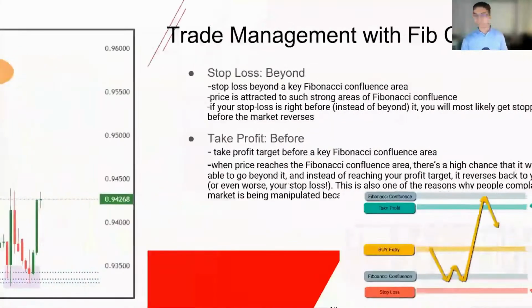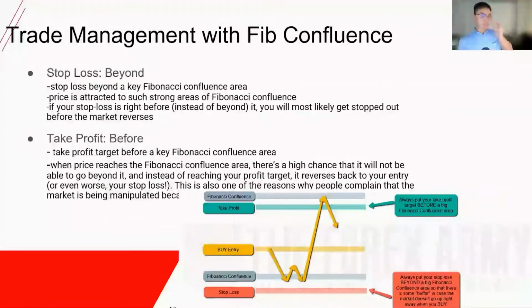Okay, let me go through this. Stop loss beyond, what does it mean? It means that you should always put your stop loss beyond a key Fibonacci confluence area. The reason is that more often than not, price is attracted to such strong areas of Fibonacci confluence, and if your stop loss is right before instead of beyond the area, you can potentially hit your stop loss, get stopped out right when the market starts to reverse. And then traders start to complain about getting stop hunted, saying the brokers manipulated the market. It's actually not. There was a confluence that caused price to tap in before reversing back up.